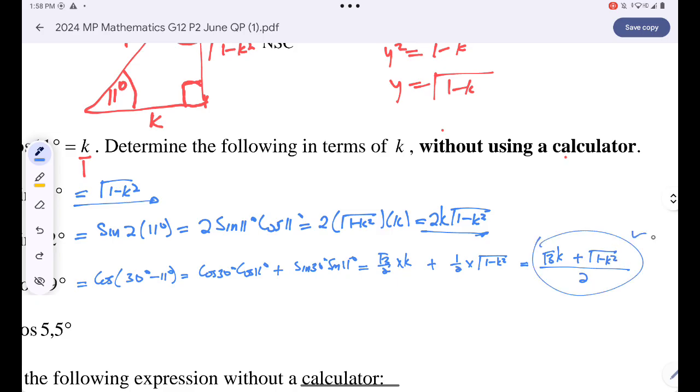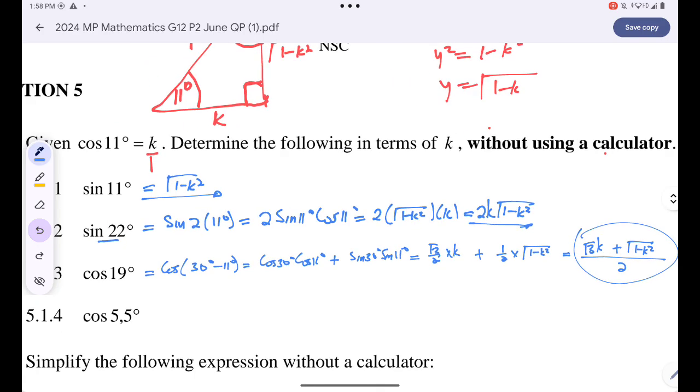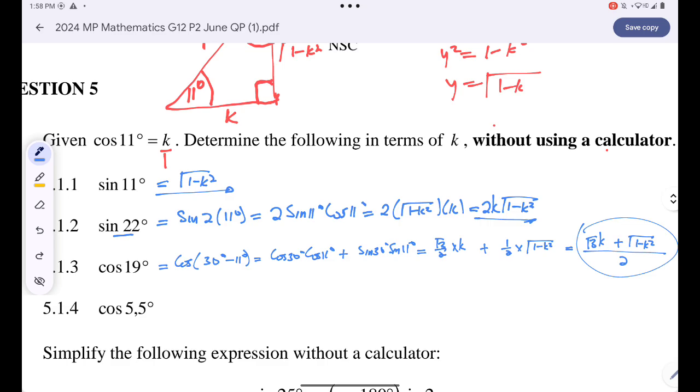This will just be my final answer, guys. Okay? And then now I'm supposed to determine cos of 5.5. This angle, guys, is a half angle of 11 degrees. 5.5 is the same as 11 over 2. That means we are dealing with a half angle.